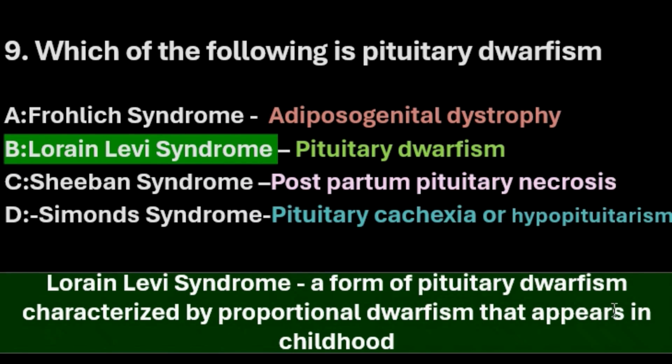Laurent-Levy syndrome is a form of pituitary dwarfism characterized by proportional dwarfism that appears in childhood. The other options, option A, Froehlich syndrome is adiposogenital dystrophy. Sheehan syndrome is the postpartum pituitary necrosis, and Simmonds syndrome is pituitary cachexia or hypopituitarism.